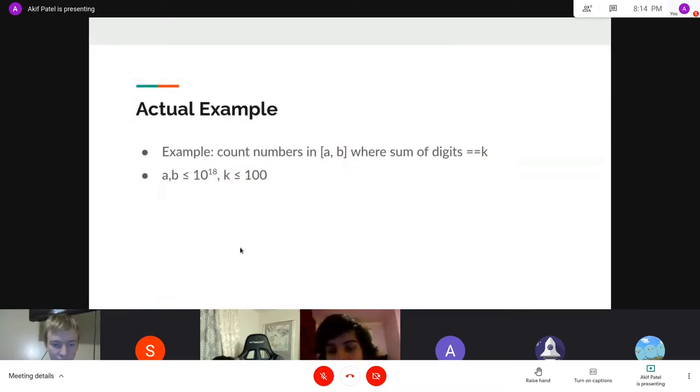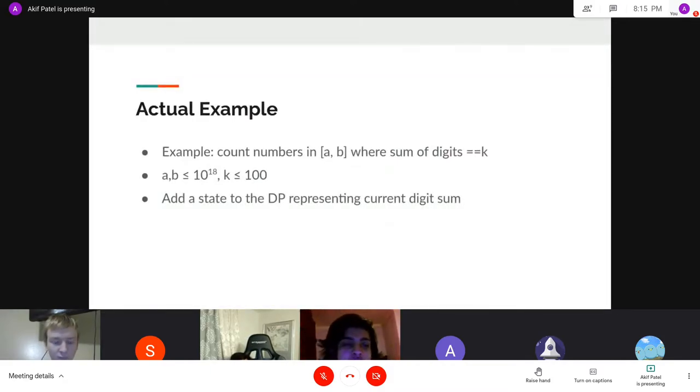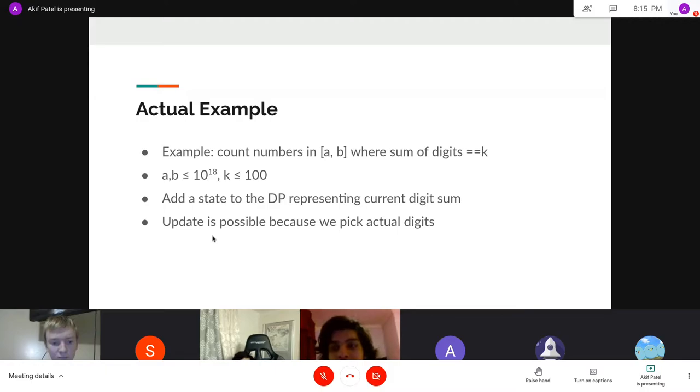And maybe, even if that was too big, another thing to realize here is that k is small. K is up to 100. So if it ever goes past k, you can just make it equal to k. We don't need to do that in this case, because the max sum only goes up to 200, so there's no point. But if this information was going too big, you could keep it constrained by what k was. This is kind of a nice thing to realize. It doesn't matter what it actually is if it goes past k. Okay? So we add a state to the DP, which represents the current digit sum. And then we can update this because we literally just pick the digit. That's what the DP is. We're picking the actual physical digit. So we can just add that to our sum.